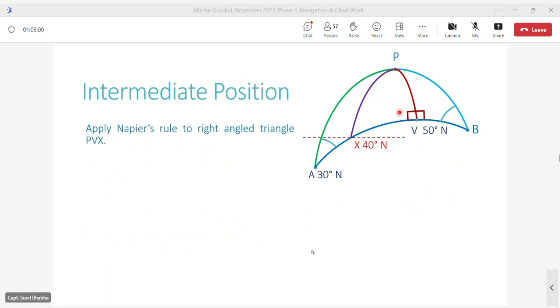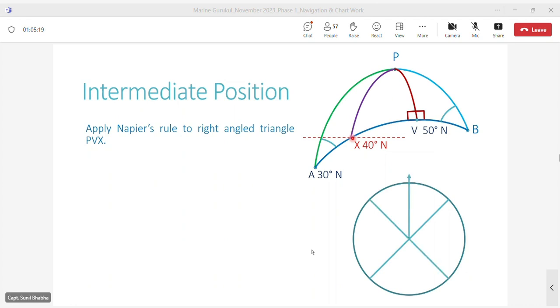Now you see the same diagram here. We have the Papa Victor X-ray triangle now. Please have a good look at Papa Victor X-ray triangle. This is a special spherical triangle, and we can now apply the Napier rule to this right angle triangle. So let's make the cartwheel. We have the parts coming up. The cartwheel is filled up.